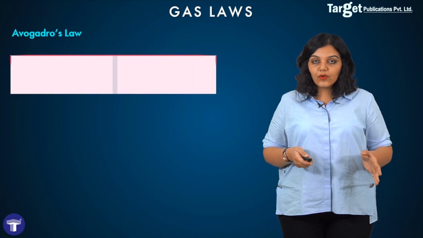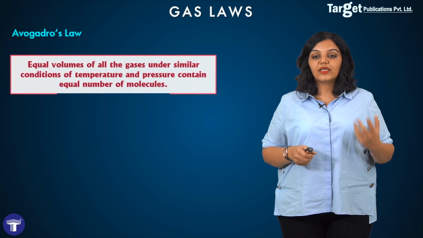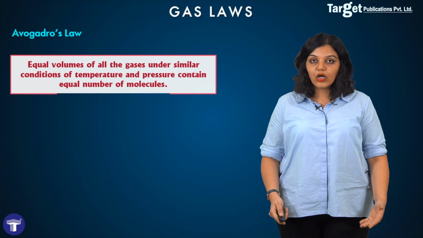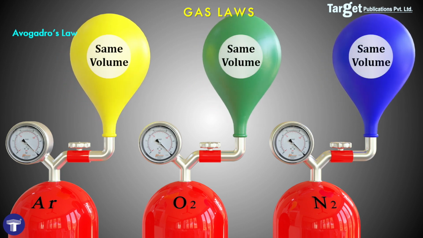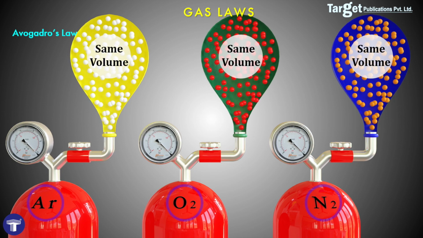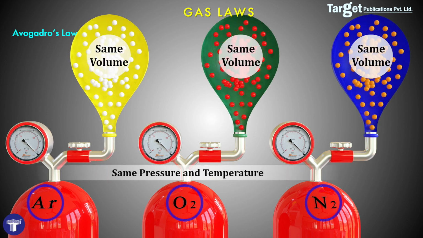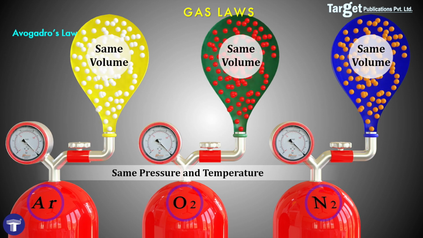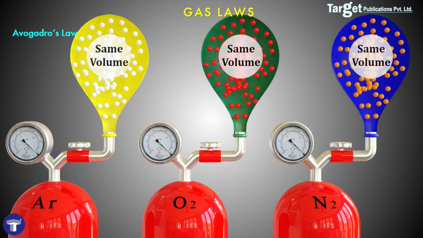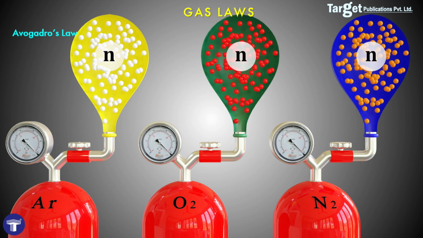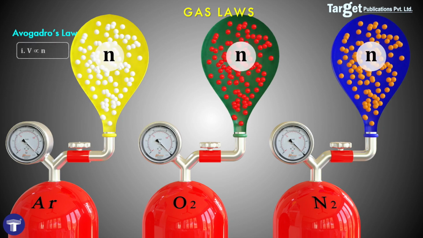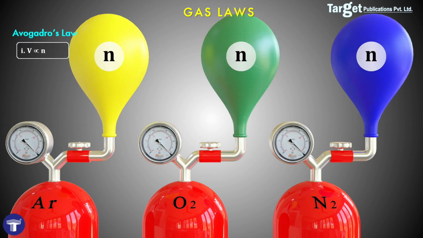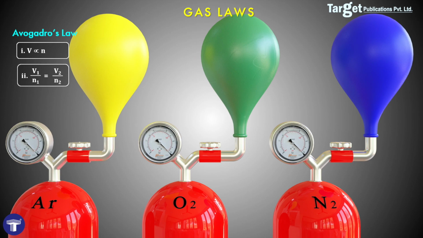Simply speaking, it says that equal volumes of all gases under similar conditions of temperature and pressure contain an equal number of molecules, which means that if I try to blow up 3 balloons which are of the same size, which means they have the same volume, and if I try to blow them up using 3 different gases, as long as the pressure under which I am filling these balloons is the same and the temperature of the system remains the same for all 3 of them, it means that the number of moles that I will find inside each of these balloons will be exactly the same. And therefore, I can say that Avogadro's law says that volume is directly proportional to the number of moles, given that the temperature and pressure are constant. So I can also write this as V1 by N1 is equal to V2 by N2.